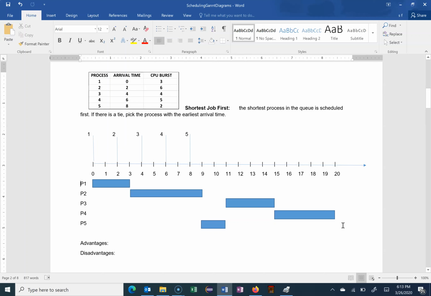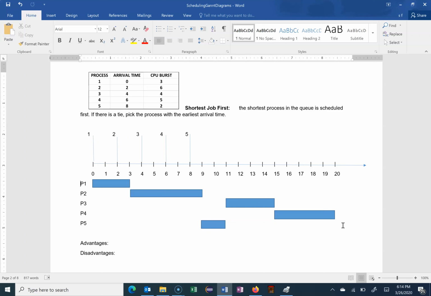This algorithm gives the optimal average waiting time among all the non-preemptive scheduling algorithms. So this is in a way an advantage of this algorithm. A disadvantage is that it's very hard to use for CPU scheduling, because it's hard to know in advance how long the CPU burst of a process will be.